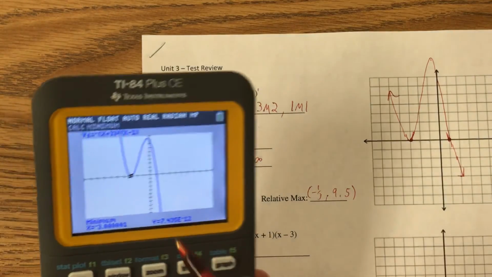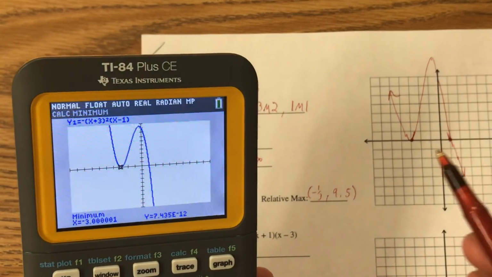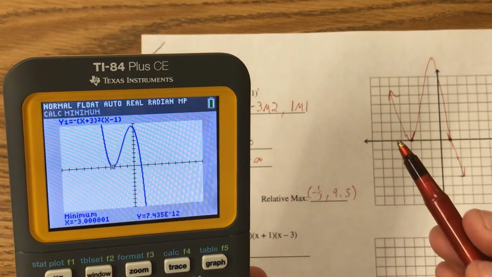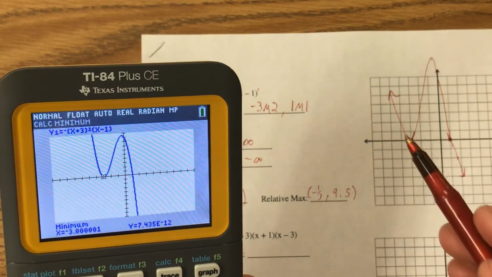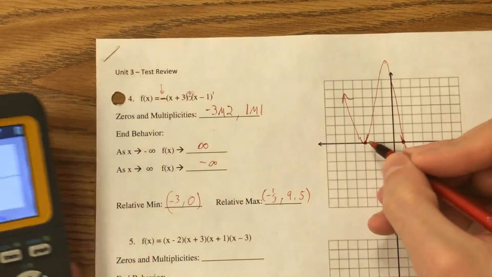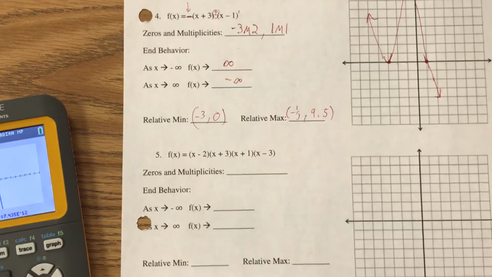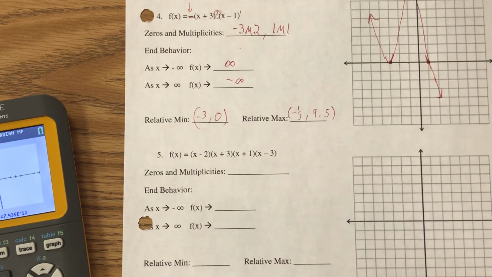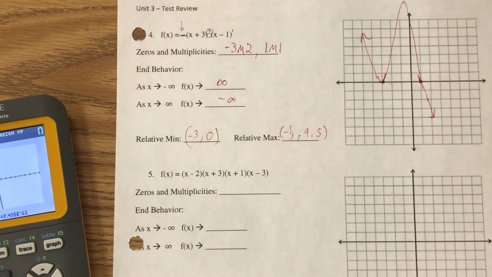Just make sure that what you're looking at makes sense here, because if you actually plotted negative 3, 7, that doesn't make any sense. You can see that it's negative 3, 0. So write negative 3, 0. Okay. That's it for number 4.